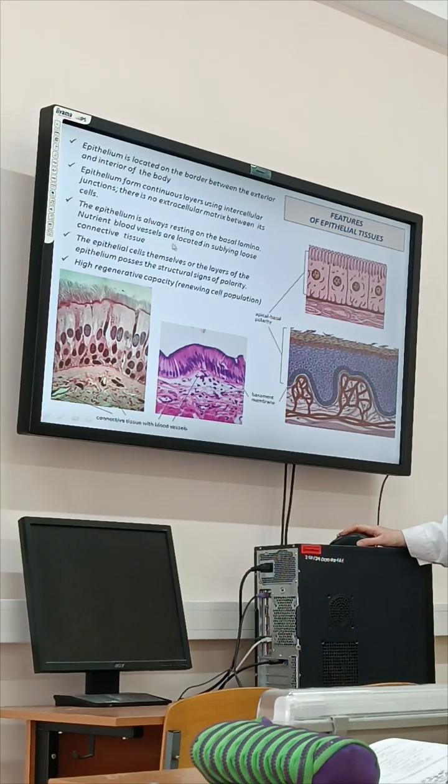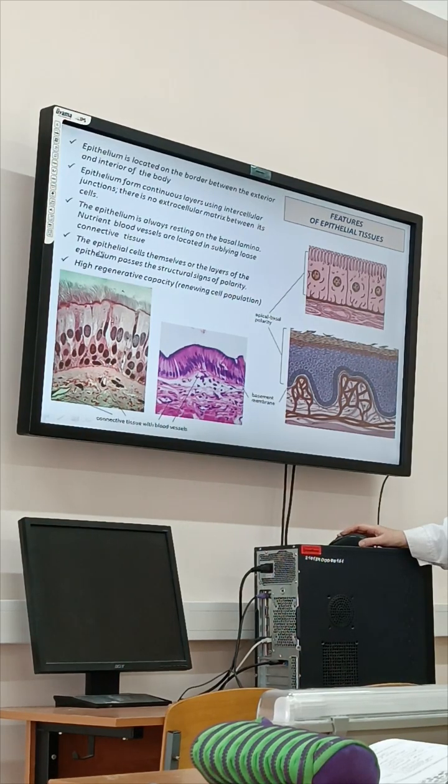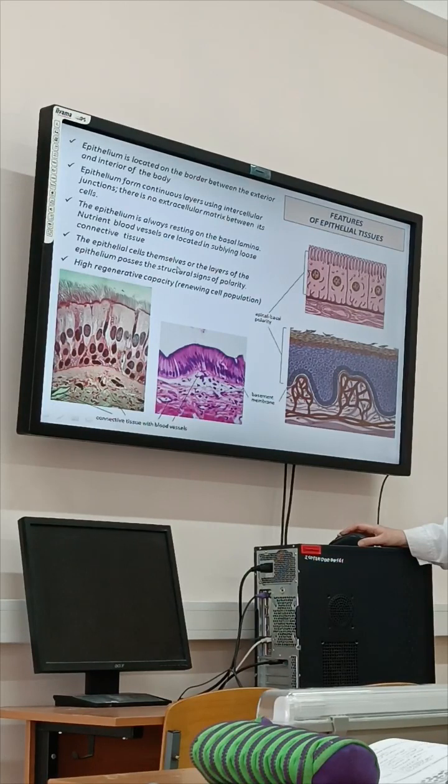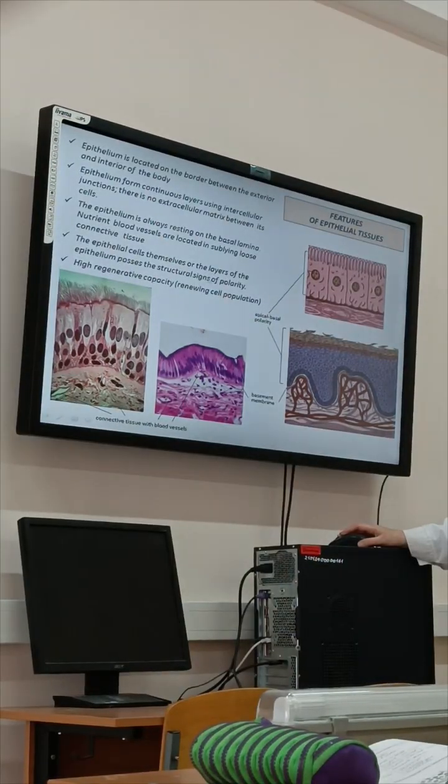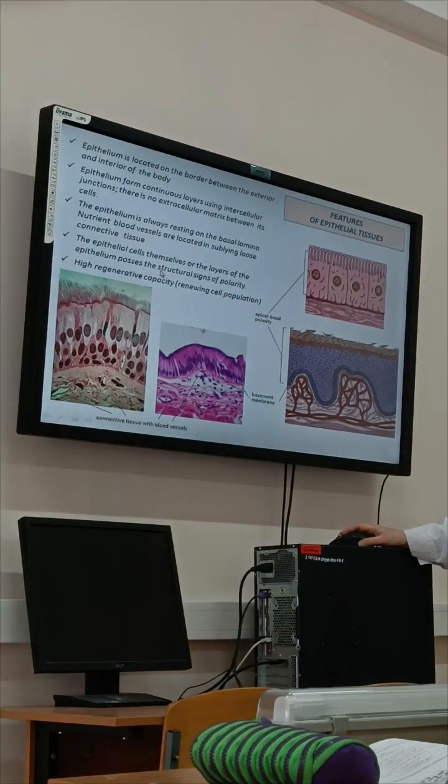Nutrient blood vessels are located in the underlying loose connective tissue. Here, this is the structure, this is blood vessels. And epithelial cells themselves, or the layer of epithelium, possess the structural signs of polarity due to the presence of the basement membrane.